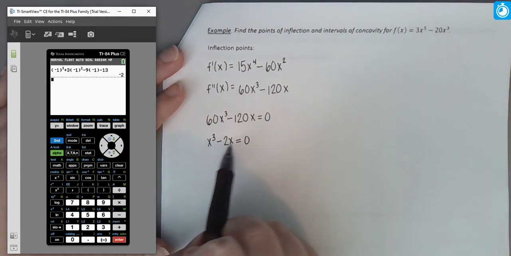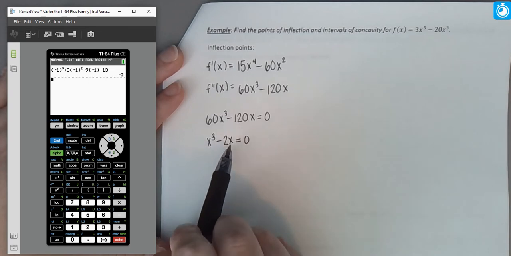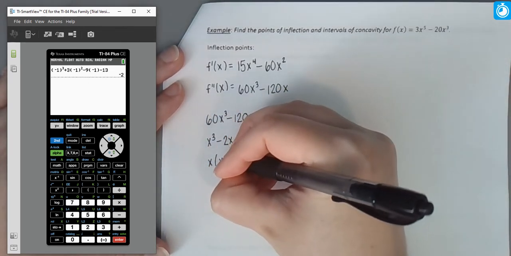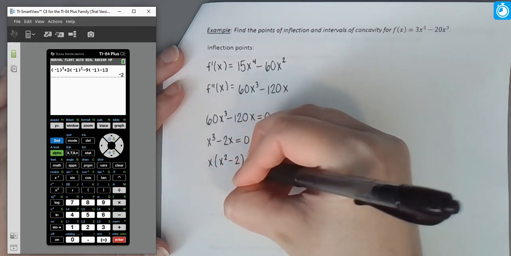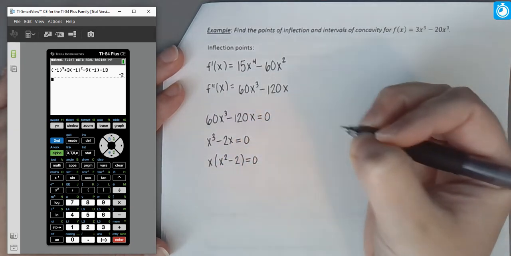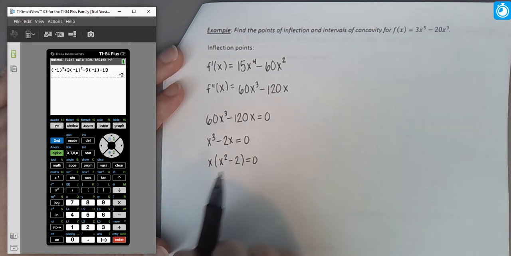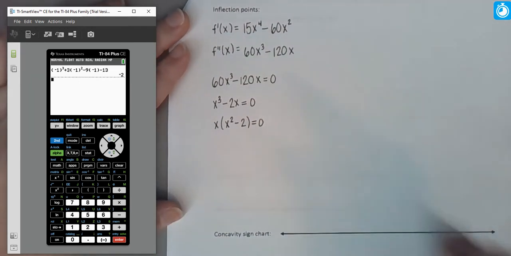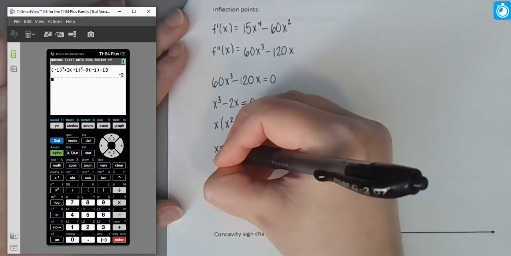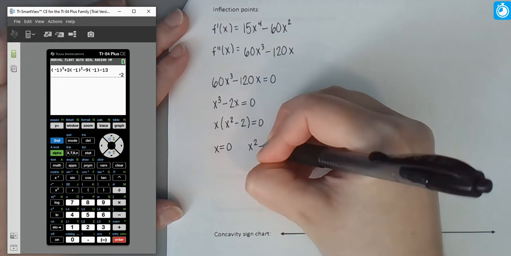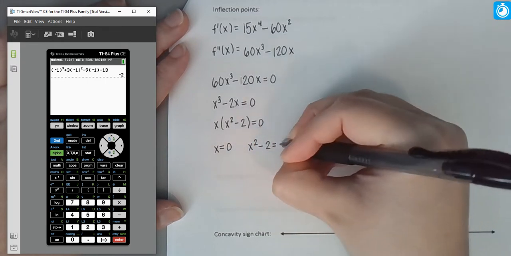And now we want to factor what we're left with. So the greatest common factor between our two terms is going to be x, and we're left with x squared minus 2. Now, because 2 is not a perfect square, it's going to be more difficult to factor this using the difference of squares formula. So I would go ahead and split this up and set each of these factors equal to 0. So x is equal to 0, which means we don't have to do anything. We've already found that value. And then x squared minus 2 is equal to 0.